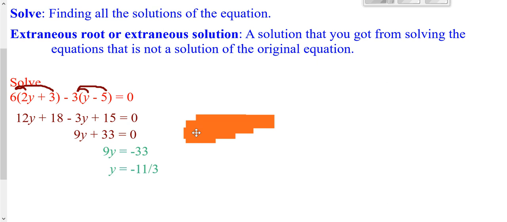Now, I would encourage you to leave your answer as a fraction because this one does not work out to be a nice, neat decimal. If it ended up being like 2.5, then you could leave it as a decimal. But if it doesn't work out to be a nice decimal, write it as an improper fraction.